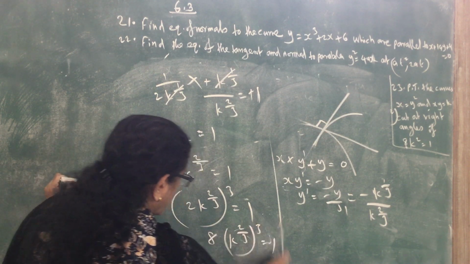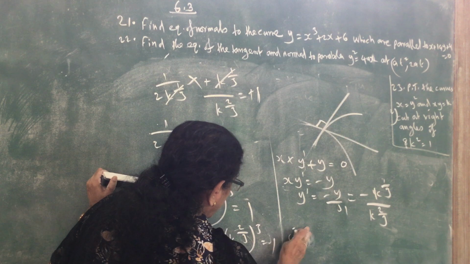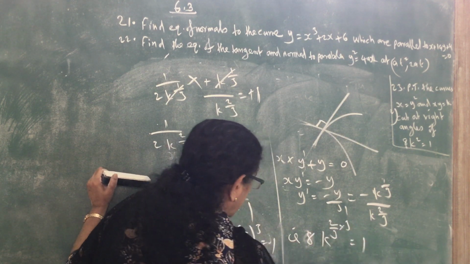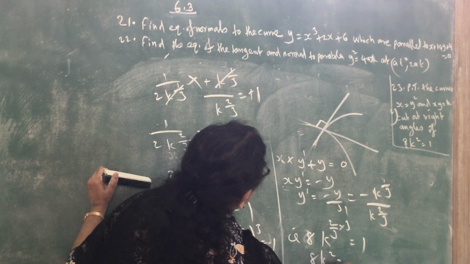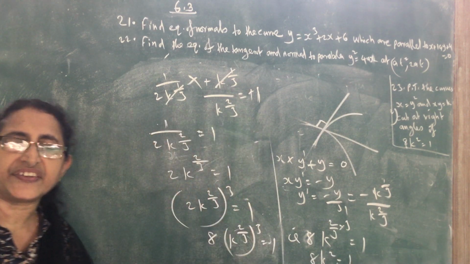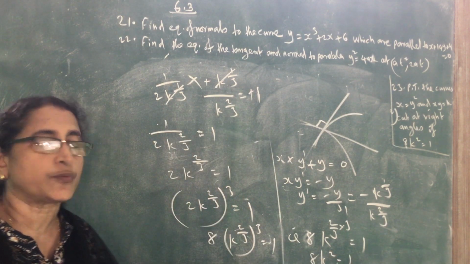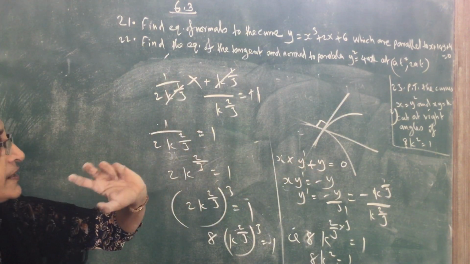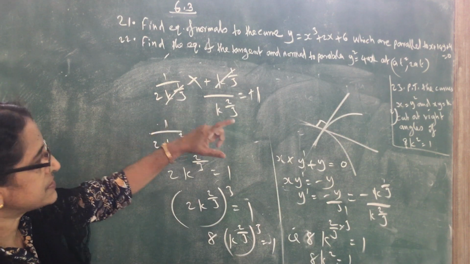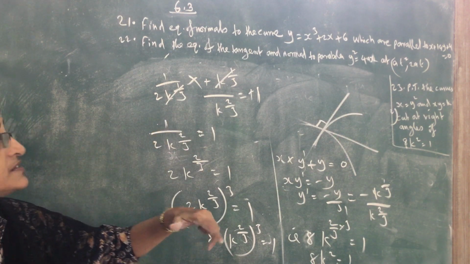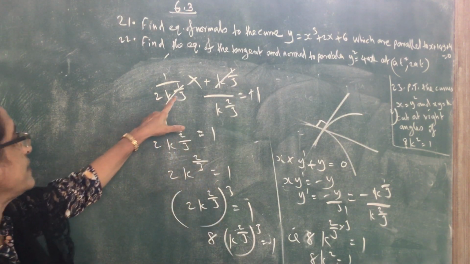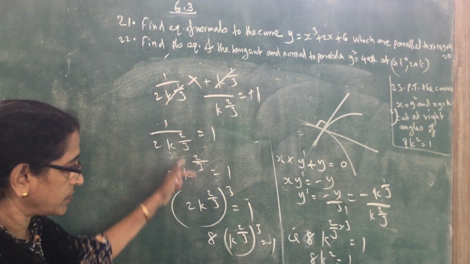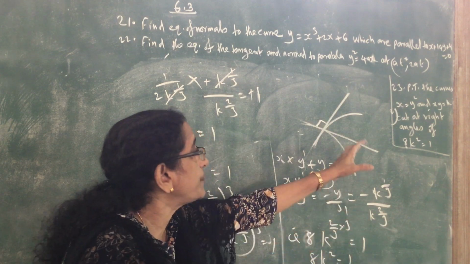That is 8 into k raised to 2 by 3 into 3 equal to 1. That is 8k square equal to 1. So we got 8k square equal to 1. That is what we want to prove. So we proved that 8k square equal to 1. Since when they cut at right angles, that is implied by the product of the slopes equal to minus 1, from that we get all these conditions. So we proved that. Okay.